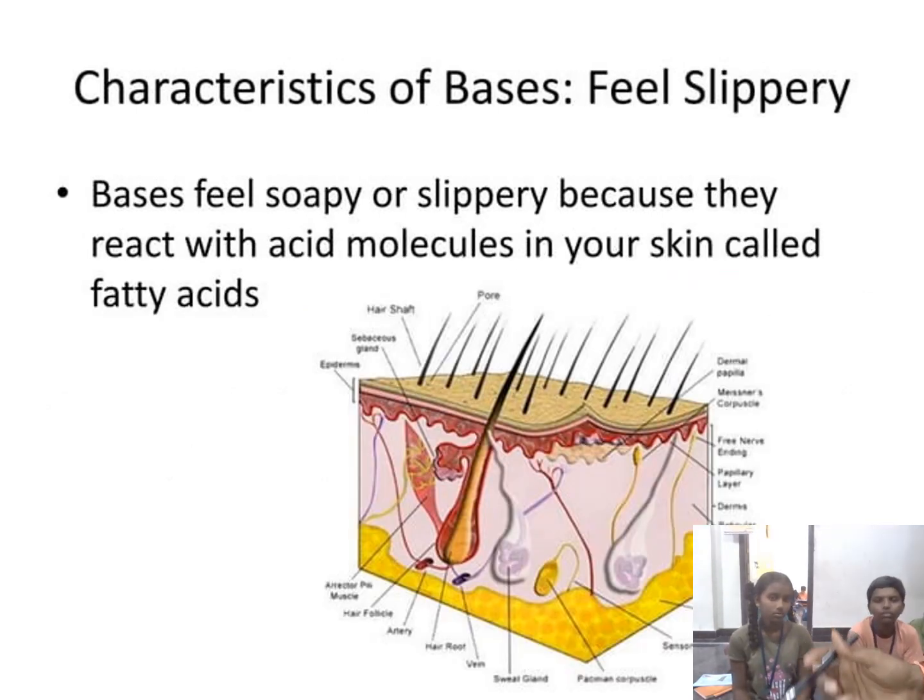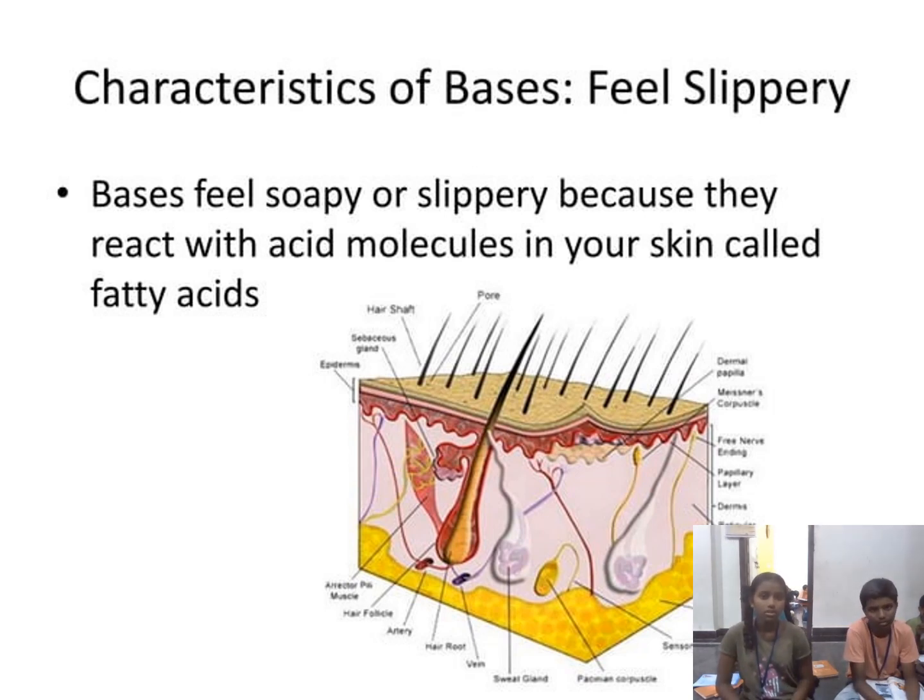Next, a base always feels slippery. Bases feel soapy and slippery because they react with acid molecules in your skin called fatty acids. Bases అనేవి acids తో react. So acids తో react అవుతాయి కాబట్టి ఏమవుతుంది? When it reacts with an acid, what happens? What will it do? It will react with the acid in the skin. That is nothing but your fatty acids.